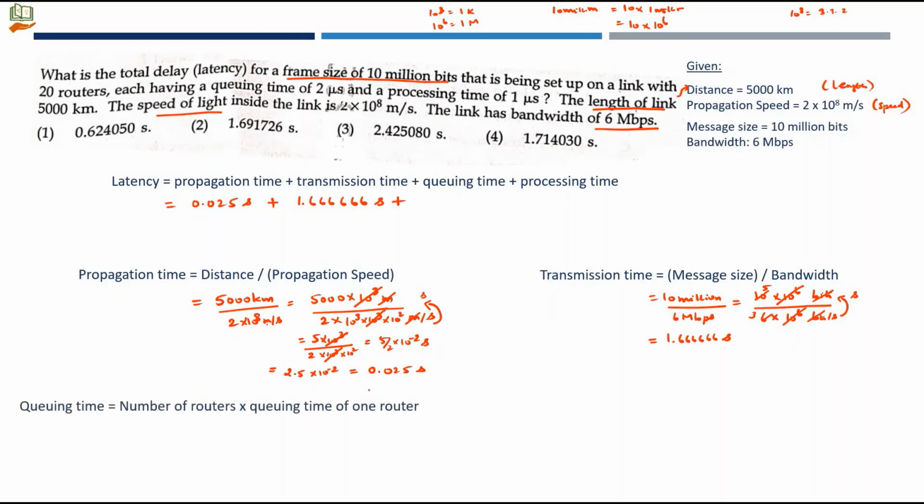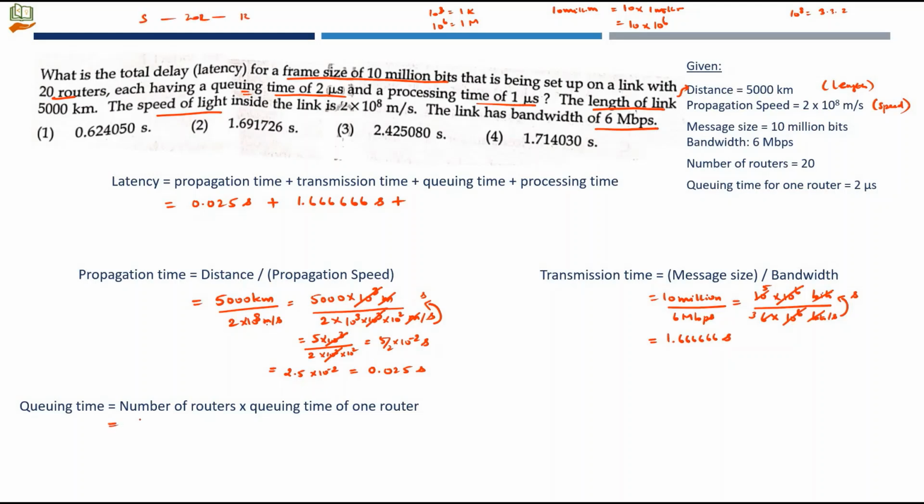The third value will be the queuing time. So here they have mentioned link with 20 routers, each having a queuing time of 2 microseconds and processing time of 1 microsecond. So the value that we are going to take for queuing time is number of routers is equal to 20. The queuing time for one router is 2 microsecond. This is for one router. You have to calculate it for 20 routers because between the sender and the receiver you have 20 routers.